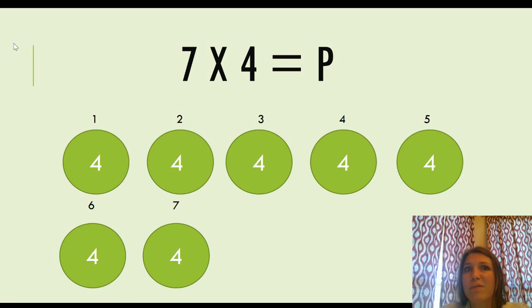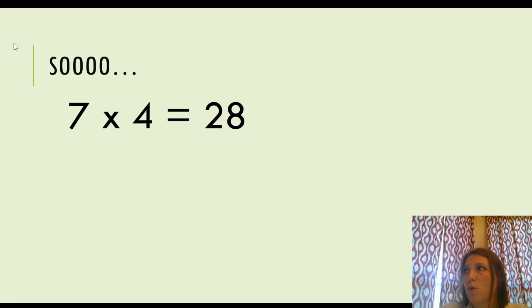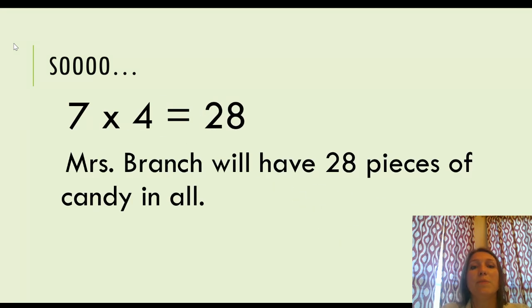I don't want to count by 1s anymore. I want to count by 4s to get my answer because I know that would be more efficient. So I'm going to say 4, 8, 12, 16, 20, 24, 28. And my answer would be 28. So 7 times 4 equals 28. So Mrs. Branch will have 28 pieces of candy in all.